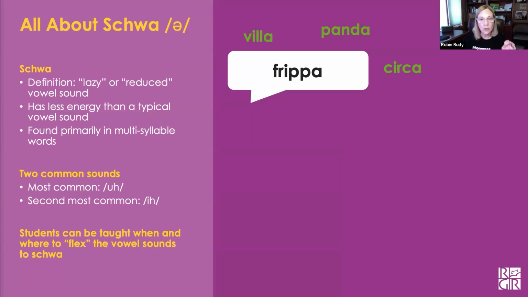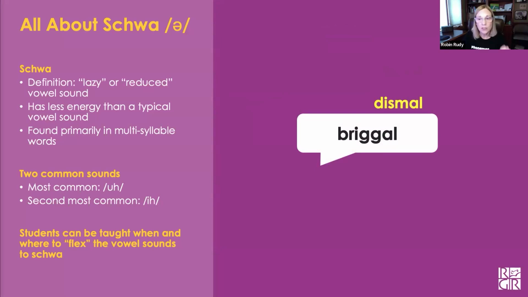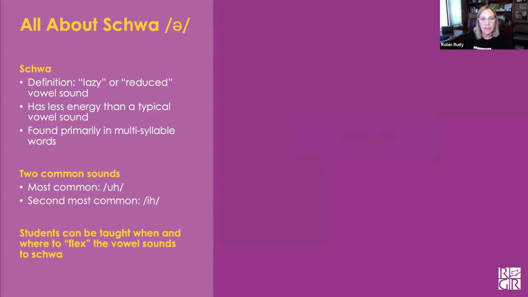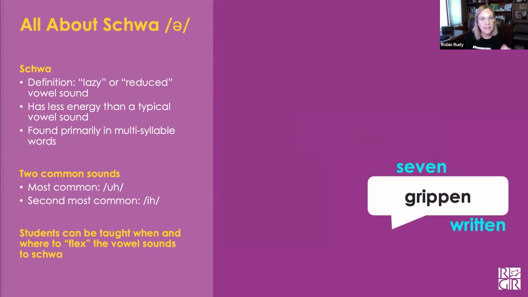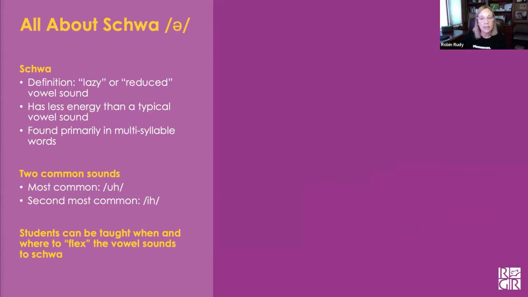Let's look at the next word. We flexed the A in Briggle to a schwa. We took our knowledge of words like dismal, dismissal, and electrical, and we applied them to this unknown word, Briggle. And again, we did it automatically and effortlessly. And our last word, in the E in Crippen, we flexed that to a schwa, taking our knowledge of words like seven, citizen, or written, and reapplied it to this word, again, automatically and effortlessly.